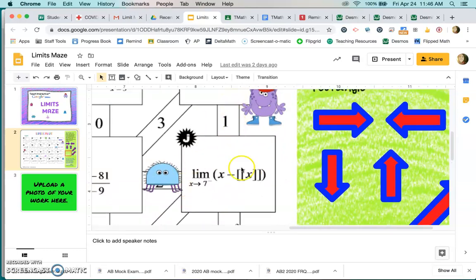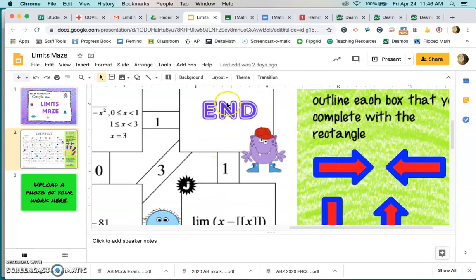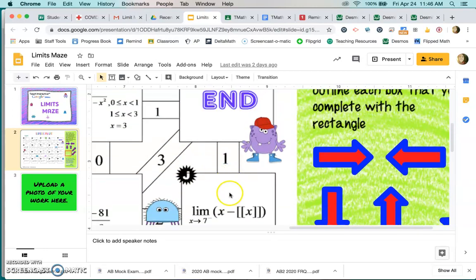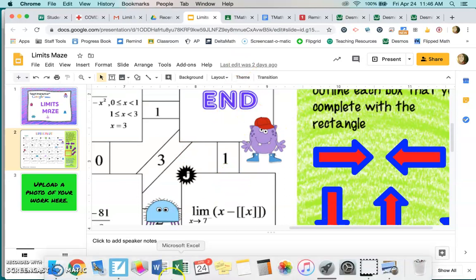I'm telling you that you're just going to go from here straight up to the end and you're done. Okay, it's 1. This should not be a 1. This should be a 0. So I'll have to go in and fix that later. But for now, I'm just telling you go straight from here up to the end and you are done.